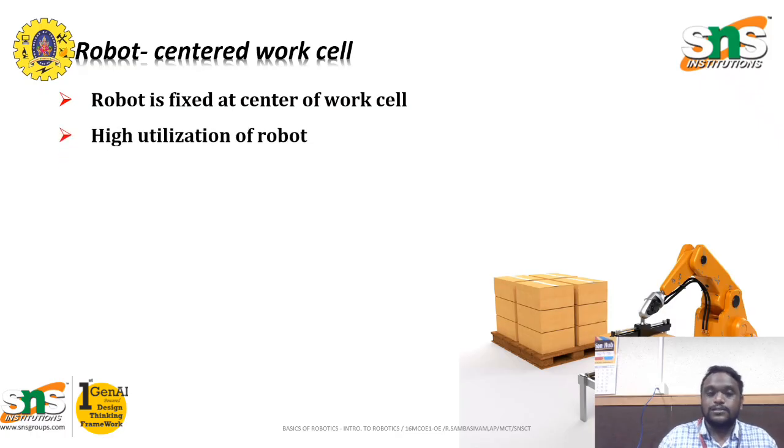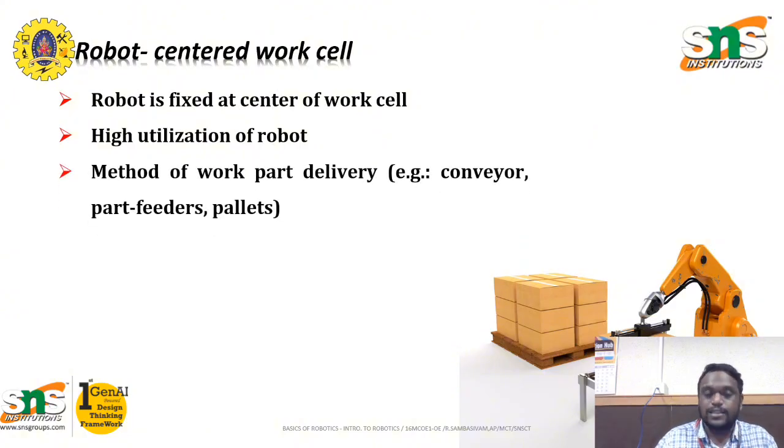This makes for high utilization of the robot, because although the robot is fixed, it can move around 180 degrees up to 270 degrees. In this robot picture it is shown up to 90 degrees, because the material is taken from the conveyor and placed on the pallets. This is the method of work part delivery, for example by conveyor, part feeder or pallets.